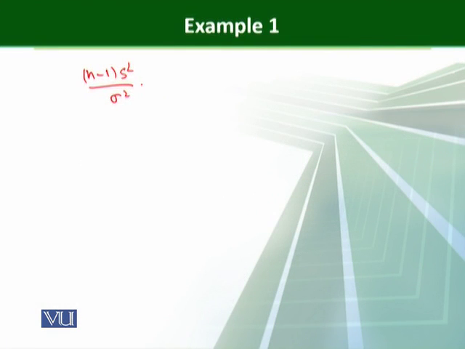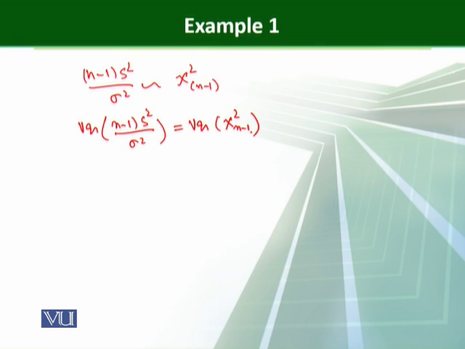Suppose the samples are taken from the normal distribution, and we have already shown that n minus 1 times S square over sigma square is distributed as chi square with n minus 1 degrees of freedom. So we need the variance of this quantity, so we take the variance of both sides. That is the variance of n minus 1 S square over sigma square, which is equal to the variance of chi square with n minus 1 degrees of freedom.